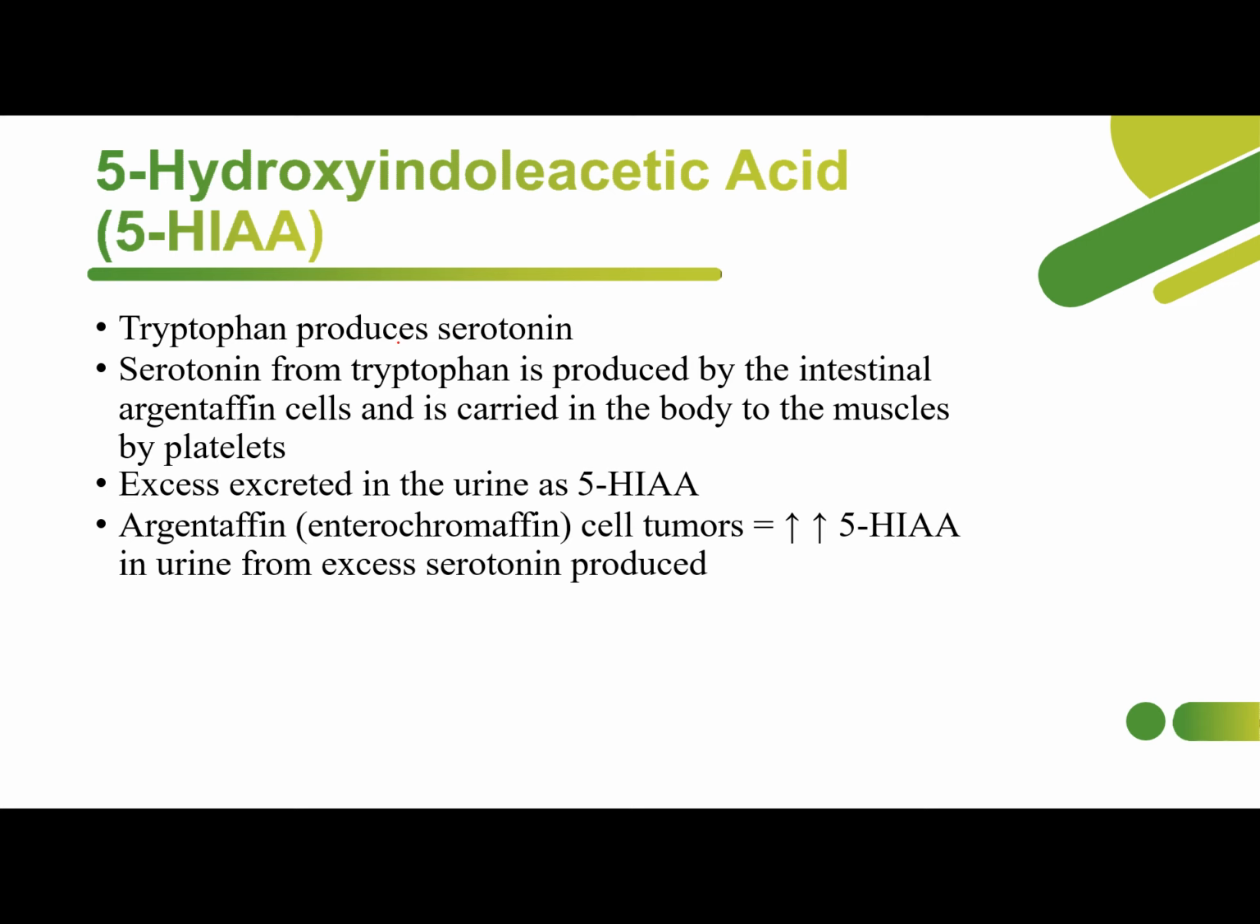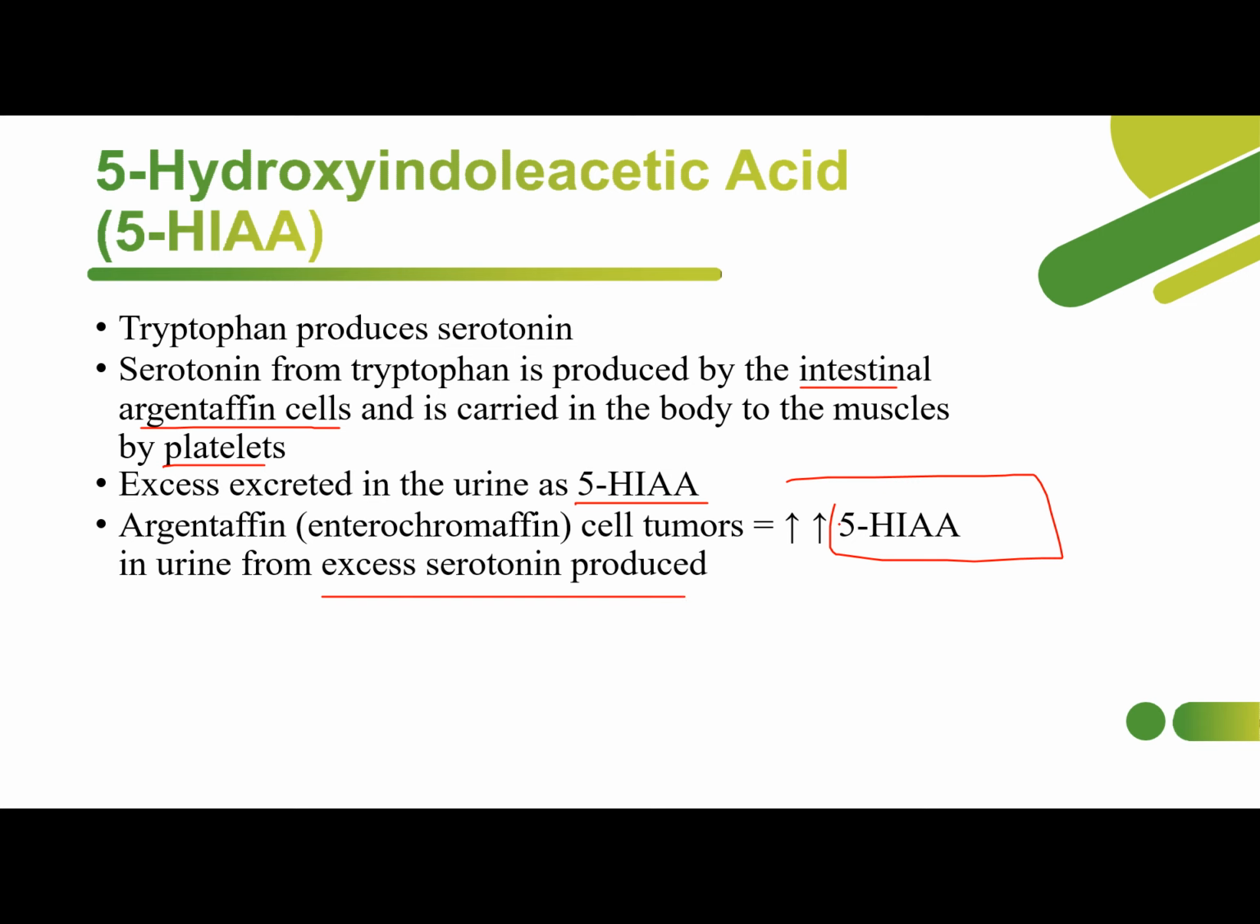Then we have high amounts of 5-HIAA. So tryptophan would produce serotonin. Serotonin from tryptophan is produced by the intestinal argentaffin cells and is carried into the body to the muscles by platelets. Excess is excreted in the urine as 5-HIAA.